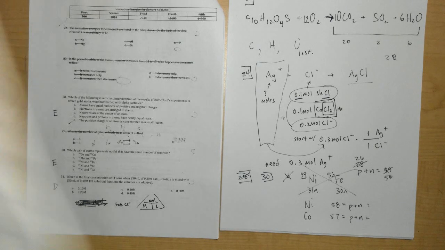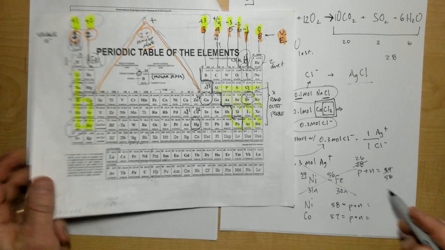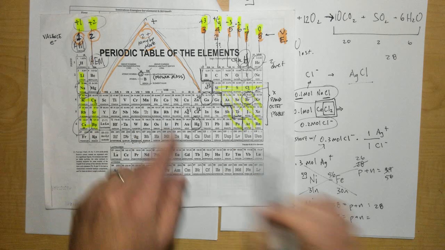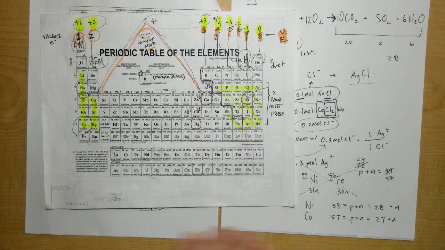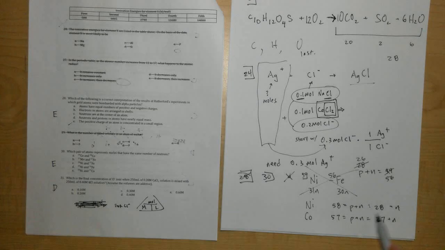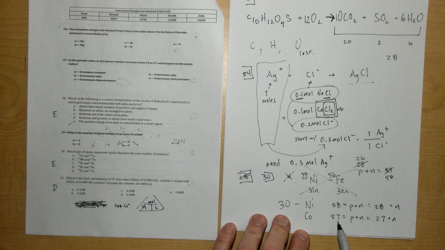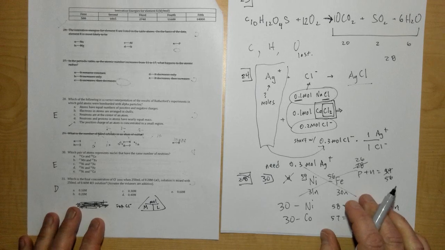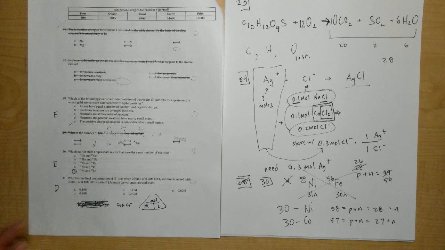So if I look on the periodic table, nickel has 28 protons, and cobalt has 27 protons. And so I need to find the number of neutrons for each one of these. So 58 minus 28 means that this has 30 neutrons, and 57 minus 27 means that this has 30 neutrons. Oh, okay, so that's why letter E is the correct answer, because they both have the same number of neutrons.